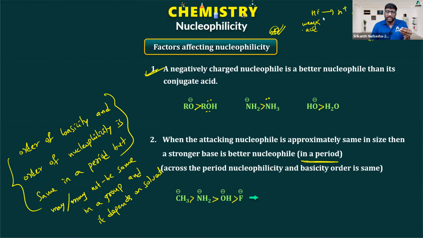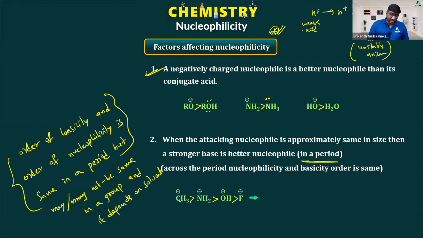HF is a weak acid means whatever the F minus you are obtaining is going to be a strong base. HF is a weak acid means F minus is going to be unstable. Yes or no? Weak acid means strong base, unstable anion. This is in the comparison of HF, HCl, HBr, HI.